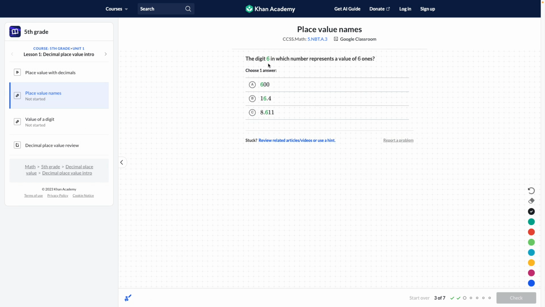Okay, the digit 6 in which number represents a value of 6 ones? So 6 times 1 is equal to 6, which is equal to 1 plus 1 plus 1 plus 1 plus 1 plus 1. So we've got 1, 2, 3, 4, 5, and 6 ones there. Which digit 6 represents a value of 6 ones? Well, we know 600 doesn't have any ones, so it can't be A.